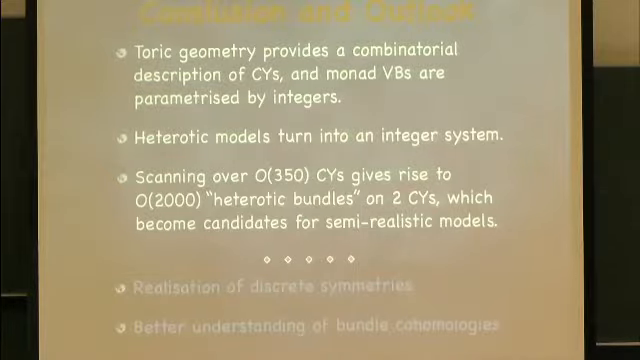So to conclude, we've seen that thanks to the combinatorial nature of toric geometry and the monad construction, heterotic model building turned into a constrained integer system. And we have obtained about 2,000 candidate models for semi-realistic heterotic models. Of course, for the details of the models, we need to better understand the geometry, and we are currently trying to figure out some issues with some simpler manifolds. So that's it. Thank you.